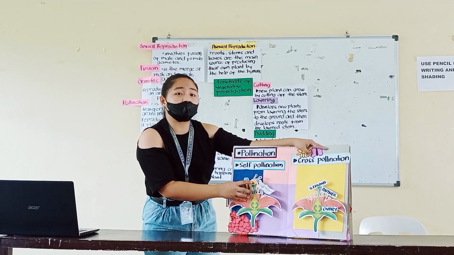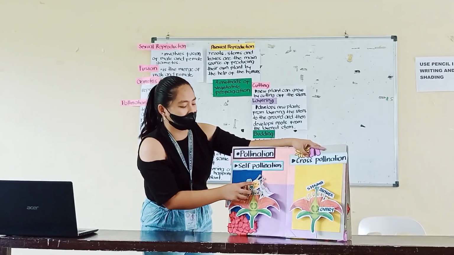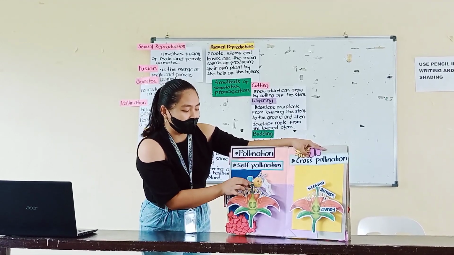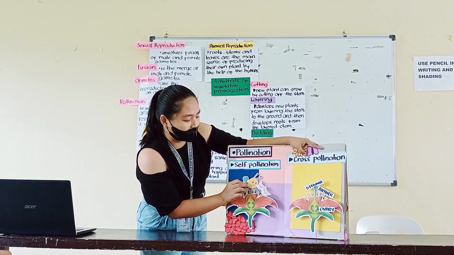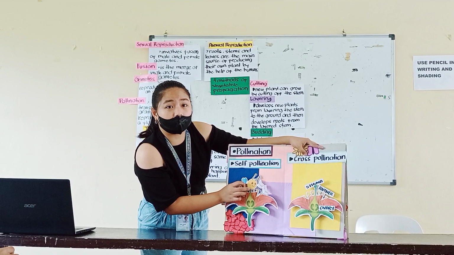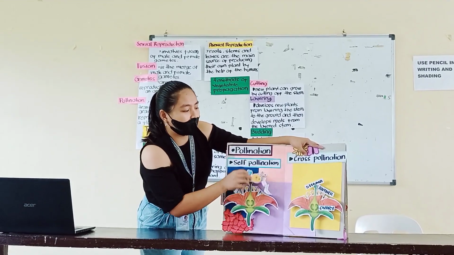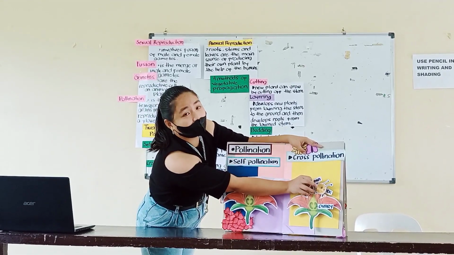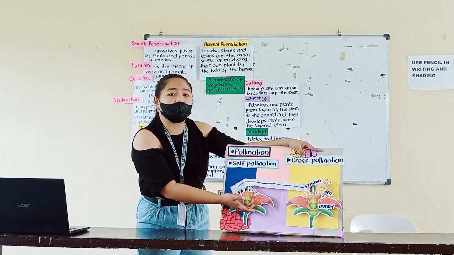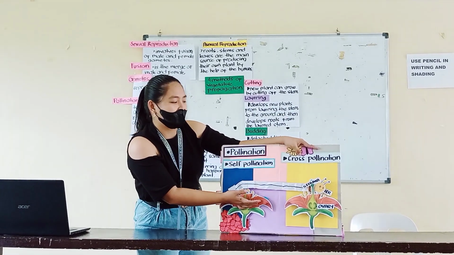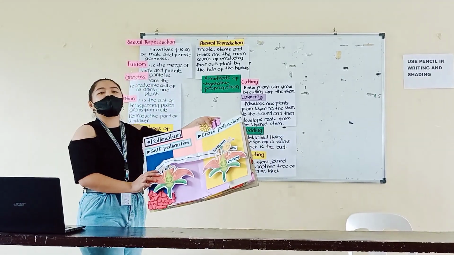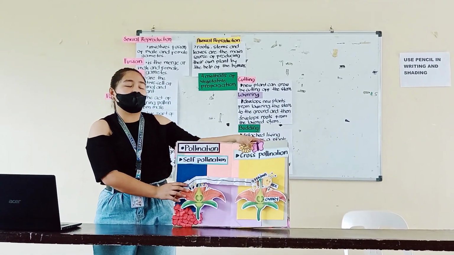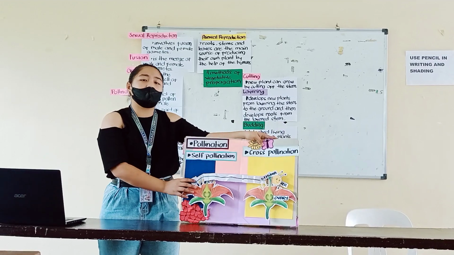In cross-pollination, with the help of insects, pollen grains are transferred. Say for instance, this is one flower. This bee carries the pollen grains to this plant and then transfers them to another plant. So this is when cross-pollination happens. Are we clear, guys? Yes, ma'am. Not confused? No, ma'am. Again, what is self-pollination?